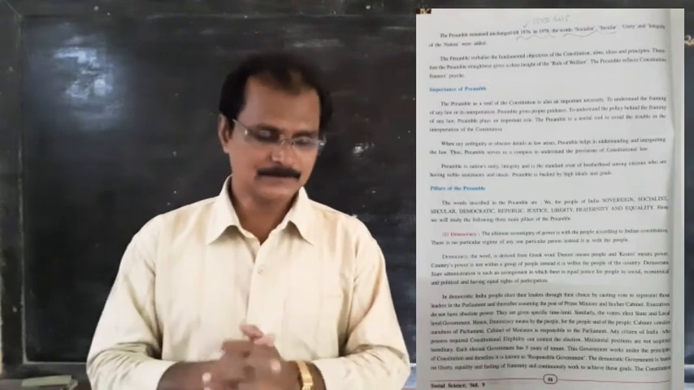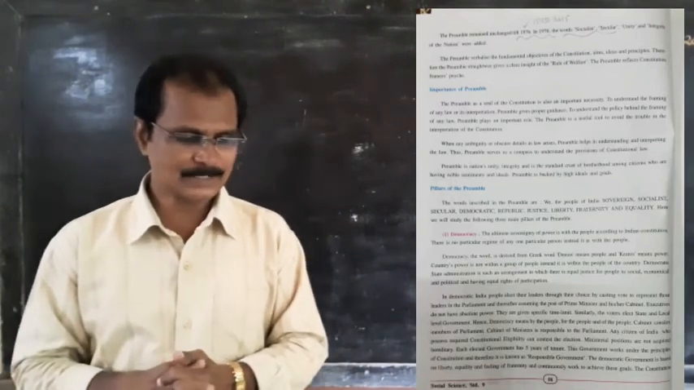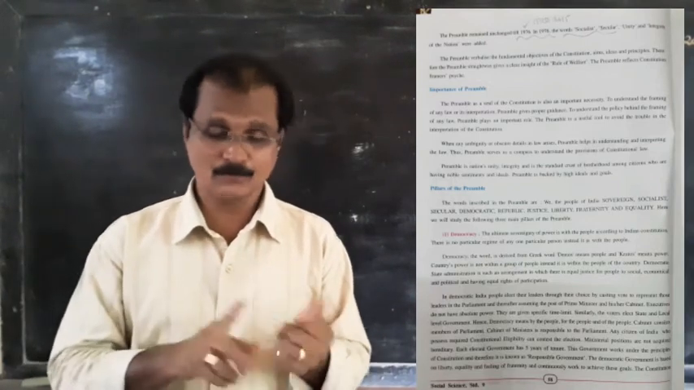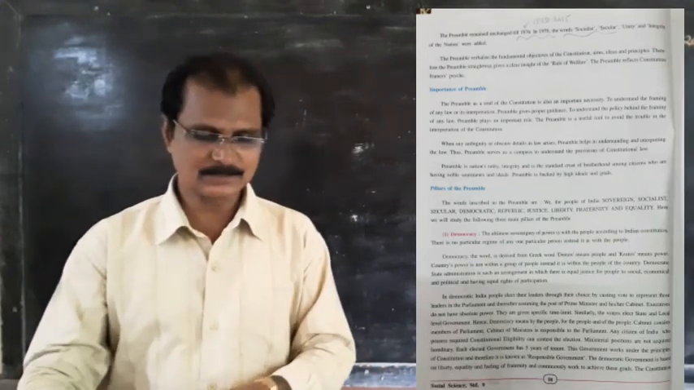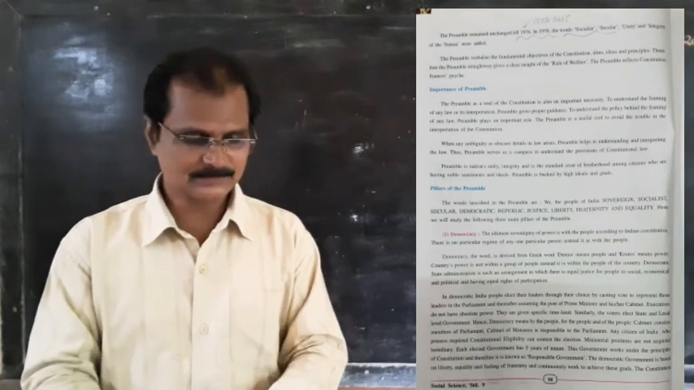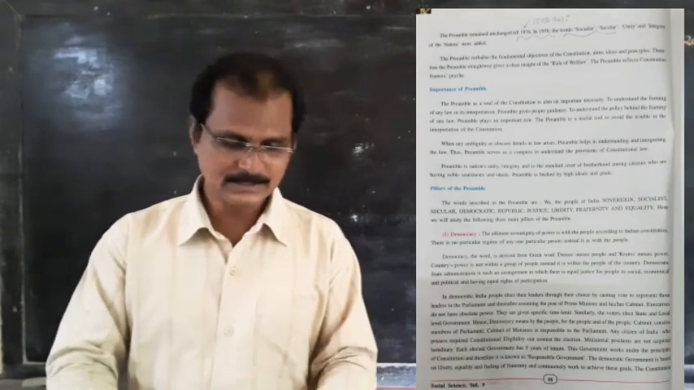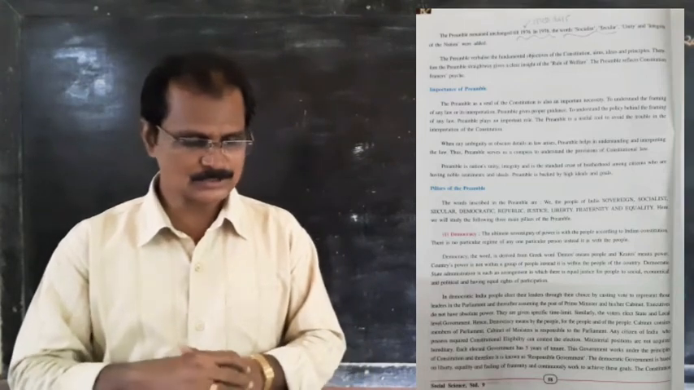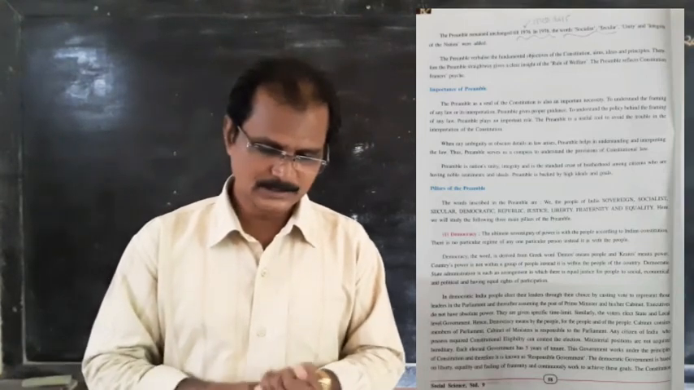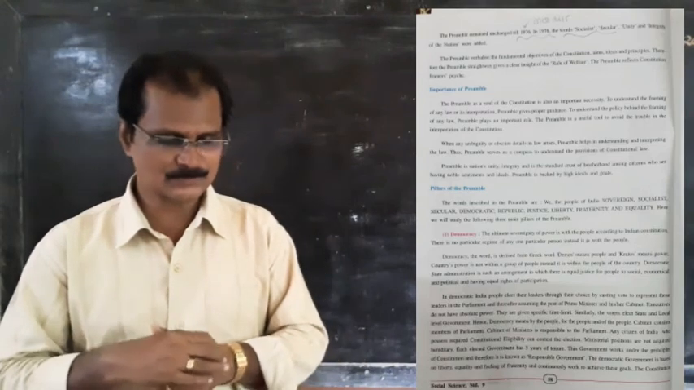Very important, very important. The words inscribed in the preamble are: we the people of India, sovereign, socialist, secular, democratic, republic, justice, liberty and fraternity and equality. Here we study all these details. What is democracy? The ultimate sovereign power is with the people according to the Indian constitution. There is no particular realm or one particular person instead.